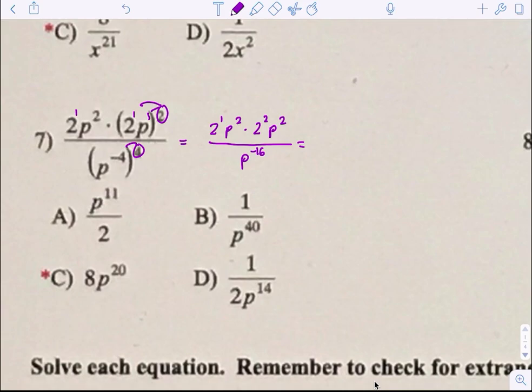Okay, on the top, multiplication, so that means you guys add your exponents with common bases. So 2 to the 1 plus 2 power, you guys, is 3. And p to the 2 plus 2 power, you guys, is 4. Now, common bases, but there's division, so you subtract the exponents from each other. So I'm just going to write 2 to the 3rd, p to the 4th minus negative 16, which is 8 p to the 20th power, C.